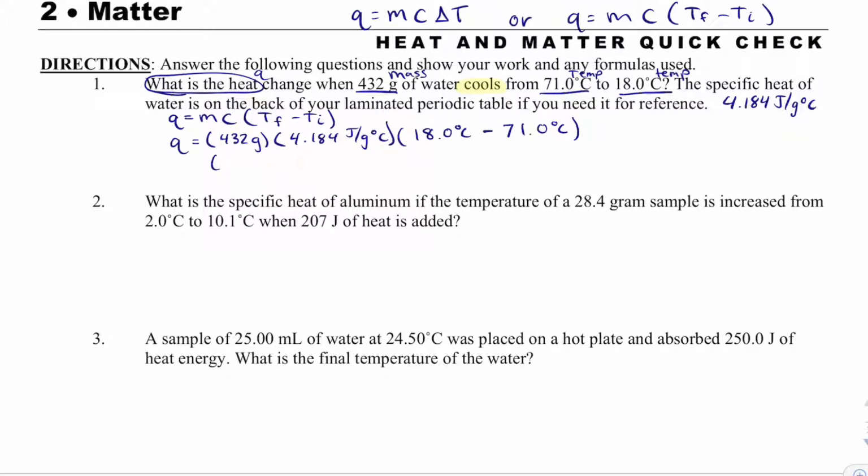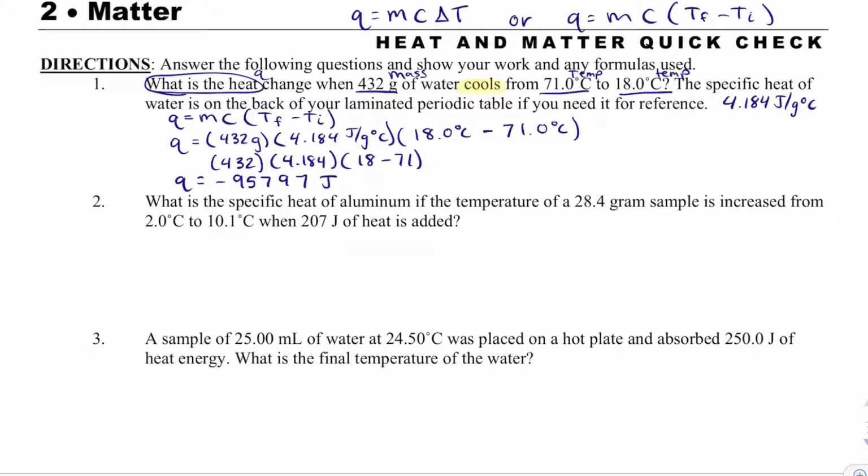So all I'm going to do is plug into my calculator 432 in parentheses, 4.184 in parentheses, and then 18 minus 71 in parentheses. And when I do that, let's see what I get. I'm not going to worry about significant figures here. I got 95,796.864, but it's all negative, so negative 95,797 joules. We'll just cut it off at the ones place. That is our answer.